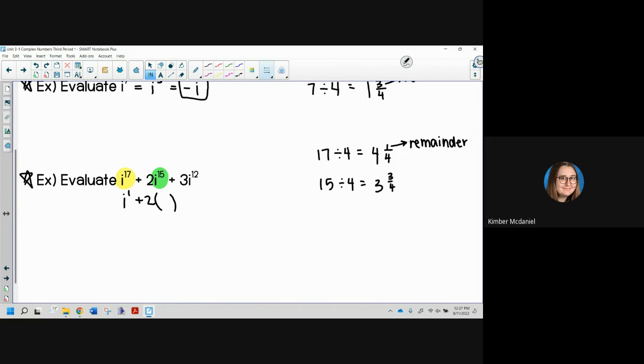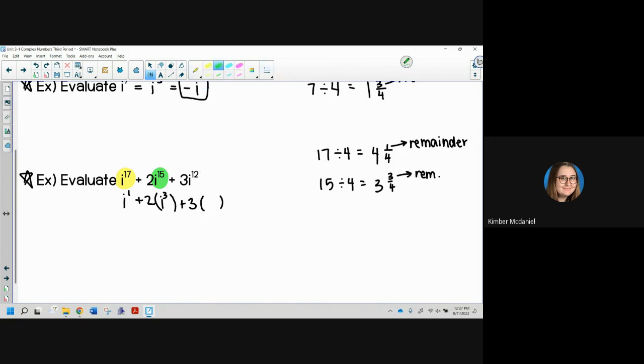Again, the numerator, which I'm going to abbreviate remainder as REM this time, the numerator is your new exponent because that's the remainder. So we're going to have i to the 3rd. Last one, we have i to the 12th.